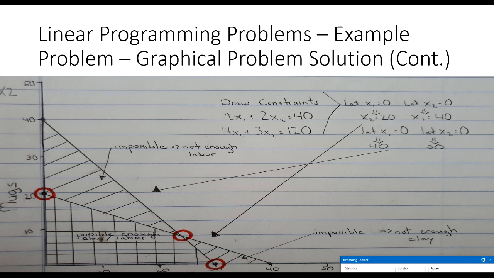Only these are optimal. So we see 20 bowls, 20 mugs, 0 bowls could be our best choice. 30 bowls, 0 mugs could be our best choice. Or it could be a combination of 8 bowls and 24 mugs. 24 bowls, 8 mugs. We don't know yet which one is correct, but these are our 3 possible choices. We have now solved this problem graphically.